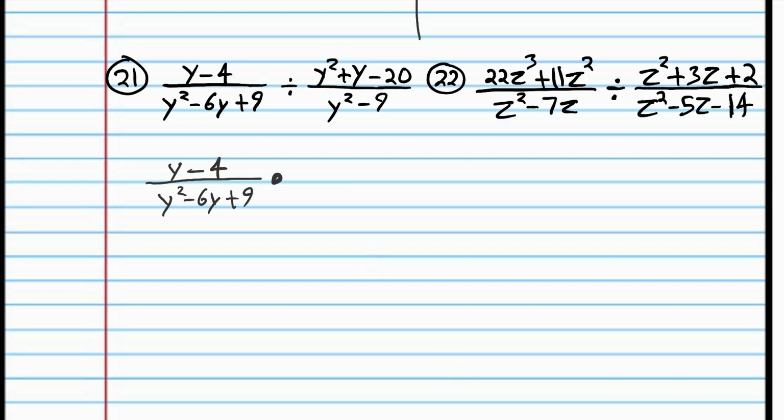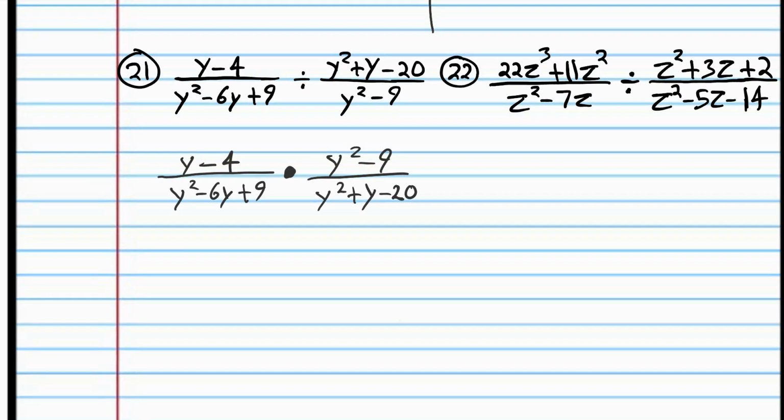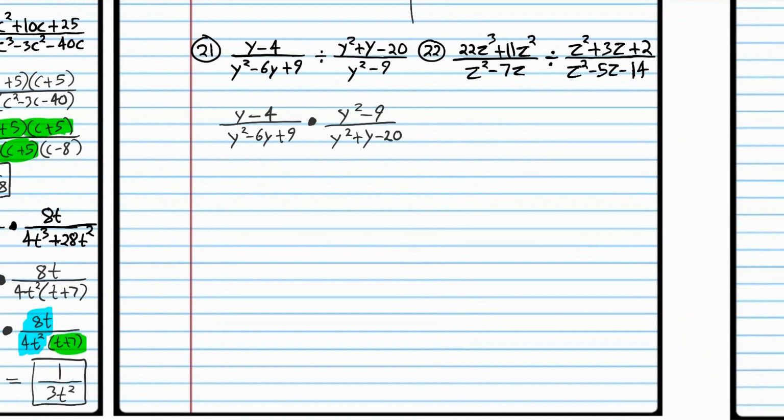So we're going to change to multiplication, and again, you can use parentheses or you can use a dot. It doesn't really matter which one you want to use. So I'm not doing anything except just changing the sign and flipping the divisor. All right, so now that we've done that, we can go ahead and start to factor.